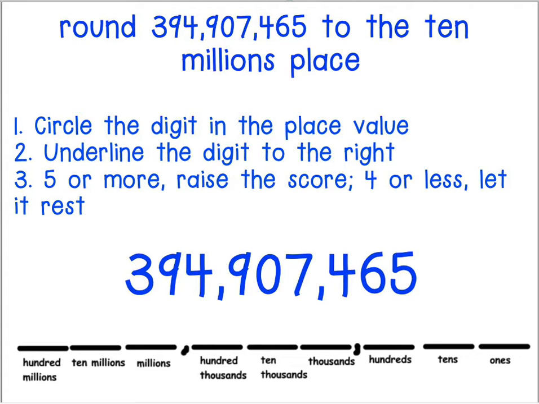394,907,465, and we need to round this to the nearest 10 millions place. If we find our number in the 10 millions place, we know here we have the ones, here we have the thousands, and here we have the millions. Our 9 is in the 10 millions place, and our neighbor next door is the 4. Now the 4 tells the 9 what to do. 4 or less, let it rest. So we're going to let our 9 rest.